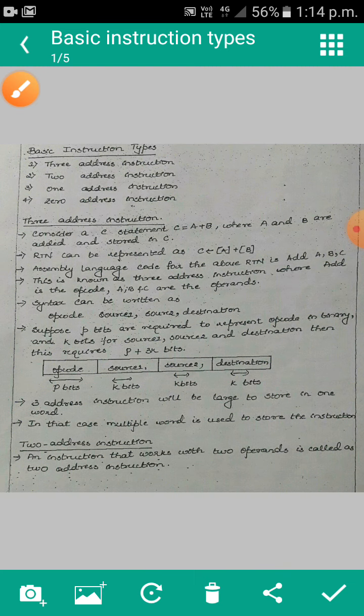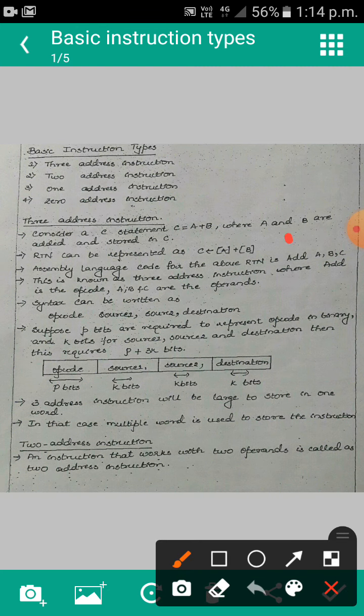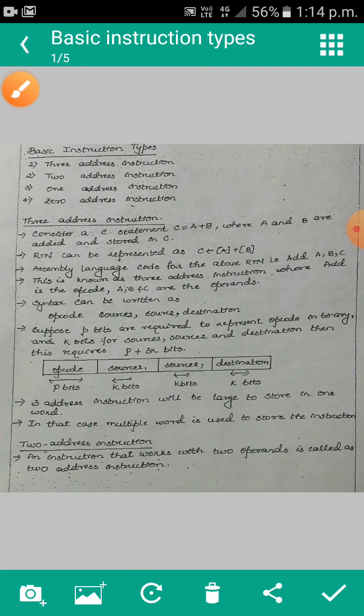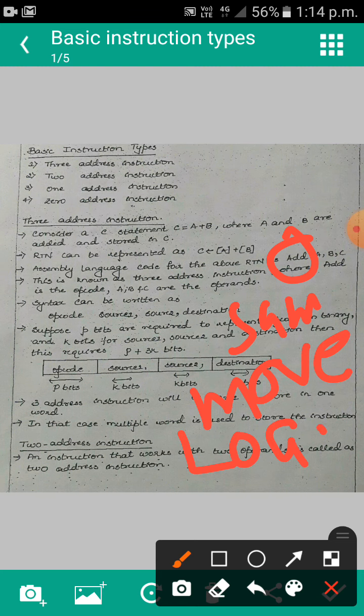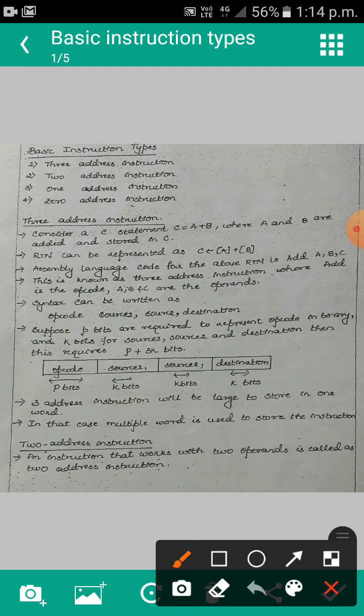Here add is the opcode, and A, B, C are called the operands. So A, B, and C are operands, and add, subtract, move, load, multiply, these are called opcodes, and the variables A, B, C that are used are called operands. So the syntax for this 3 address instruction is opcode, source 1, source 2, and destination.